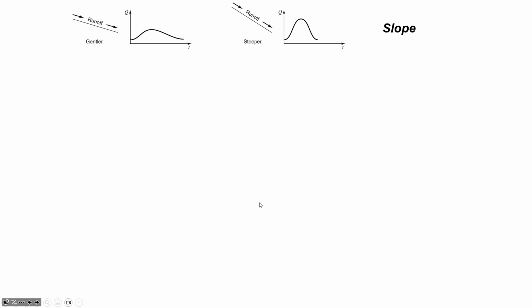So slope, this comparison is showing that if you have a relatively shallow slope on a hillside, if the water's flowing over the surface or if it's flowing in a stream, the steeper slope is going to have a quicker time to peak and a higher peak compared to a gentler slope.